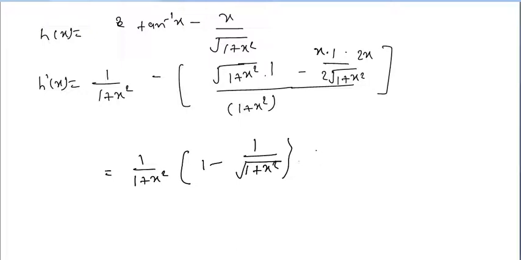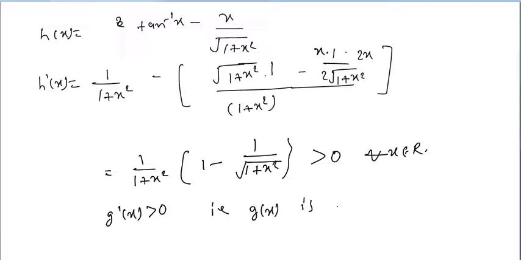So it is always greater than 0. Why? For all x belonging to the reals. Why is it always greater than 0? Because this part is always less than 1. So 1 by 1 plus x square into 1 minus this will always be greater than 0. That is what we are achieving here: h dash of x is greater than 0. It means that h(x) is an increasing function.